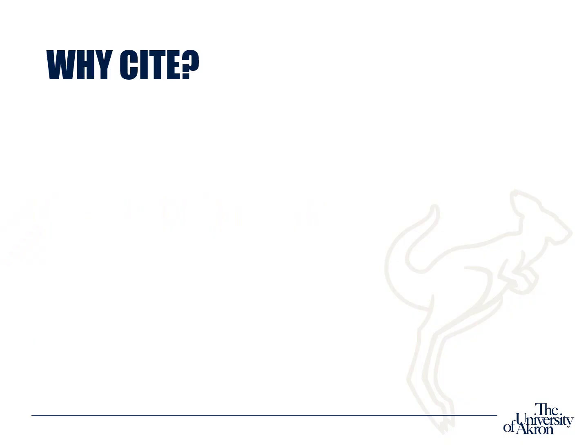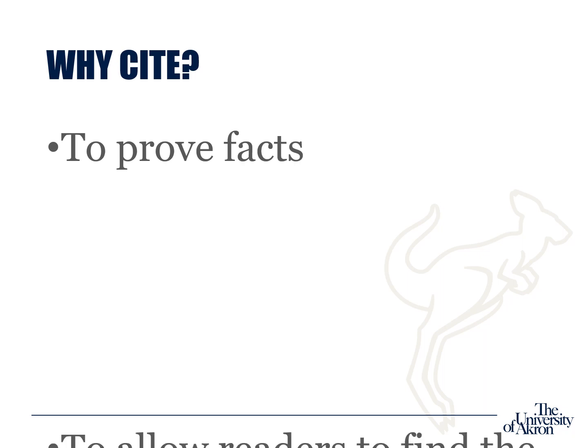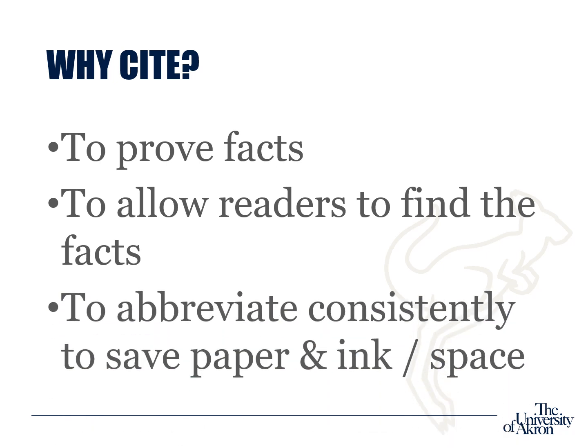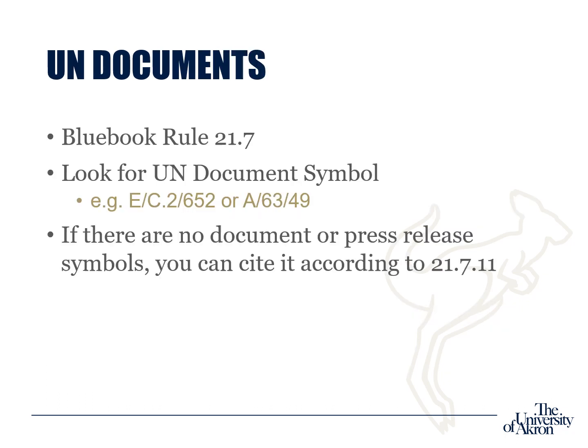First, I just want to talk for a minute about the purpose of citations. We cite for two reasons. We want to prove that we didn't invent the facts or ideas we're writing about, and we want our readers to be able to find those facts. And we need to abbreviate consistently according to a system so that readers can decode our abbreviations. That means you need to get a Blue Book from the library to get the abbreviations right.